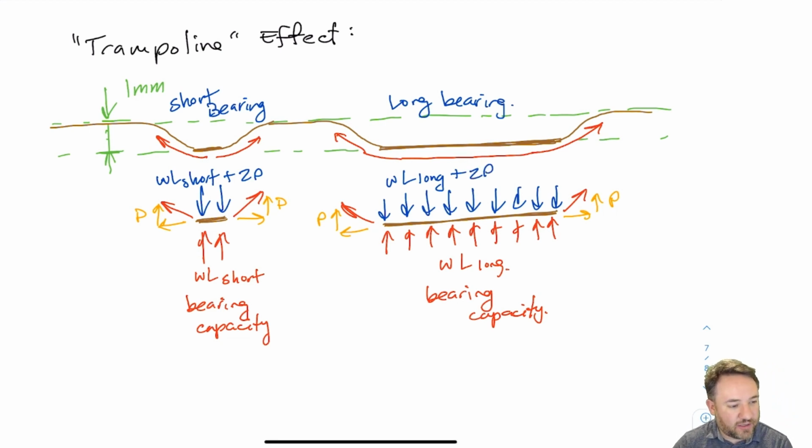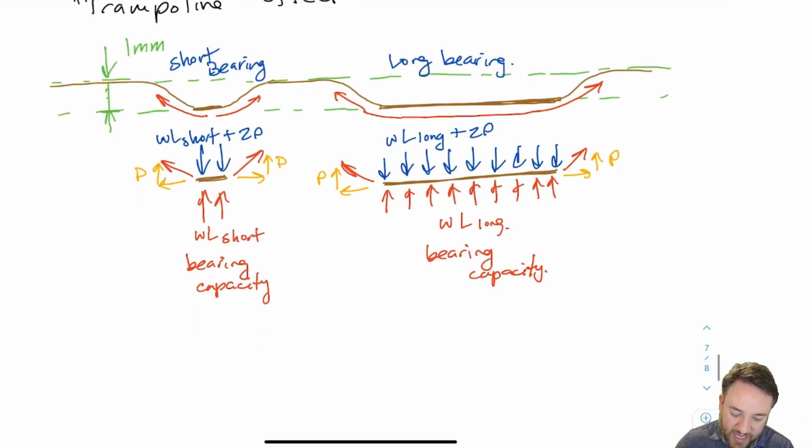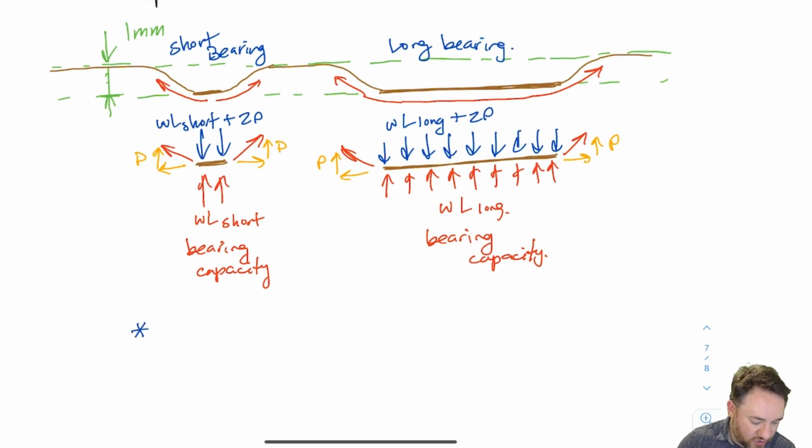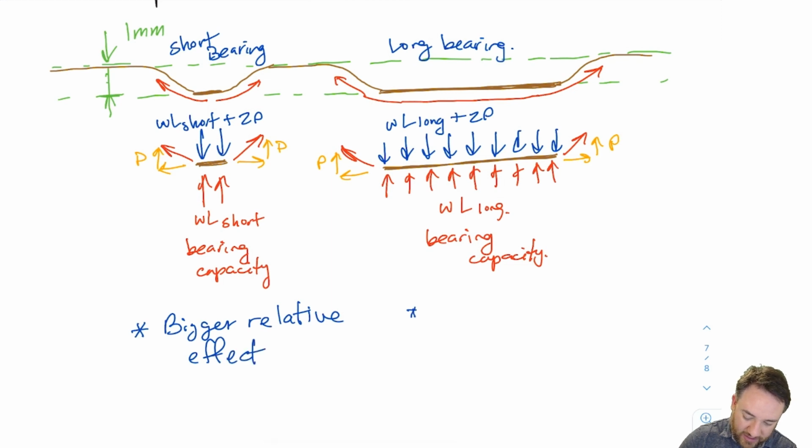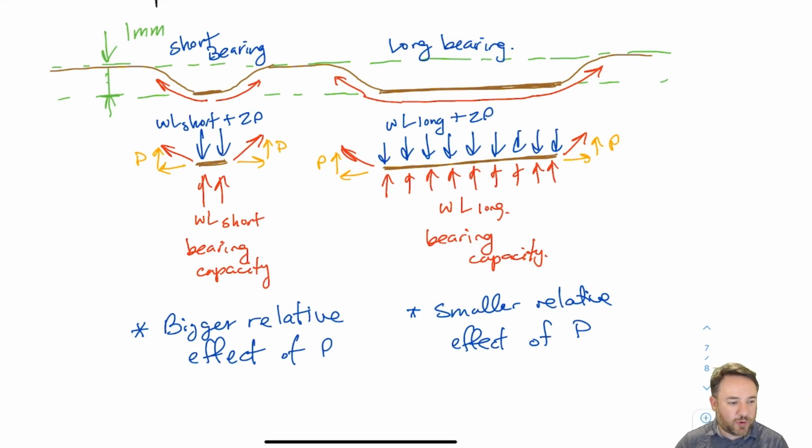Same on both sides. Now, we know that the displacement is the same. It's 1 millimeter. So I think we can also assume that these P forces are about similar as well. They can be significant, but I think it's clear here that since on the short side the WL is a smaller portion, the P will have a bigger relative effect for a shorter bearing section than a longer bearing section, which will have a smaller relative effect of P. So for the long bearing surface, this P might be a force that is very small relative to the total contribution of just the squishing part, the WL long.